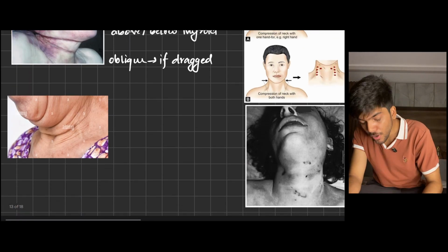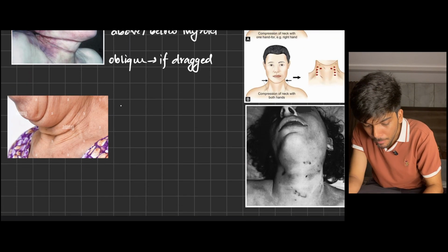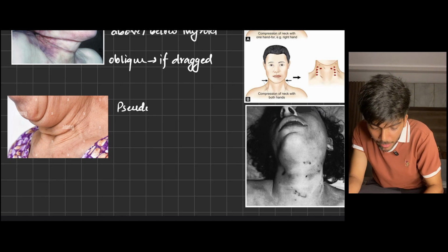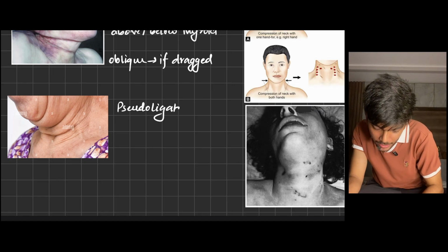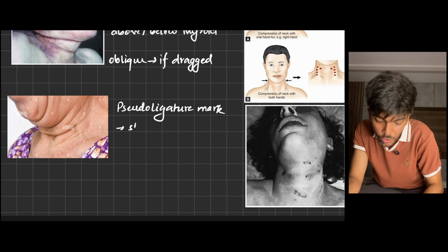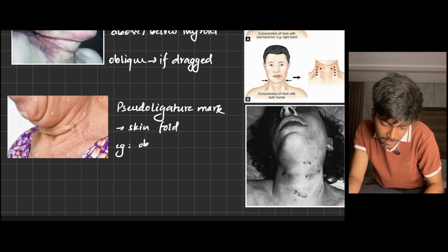You need to be able to differentiate ligature mark from pseudo ligature mark. Pseudo ligature mark is not due to strangulation, it is due to skin fold. For example, in case of obese and elderly.